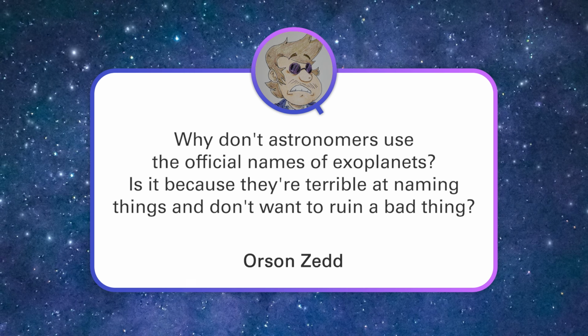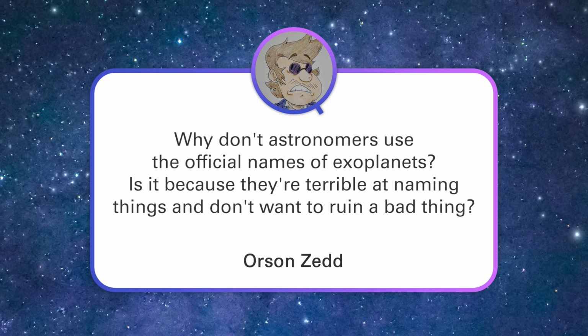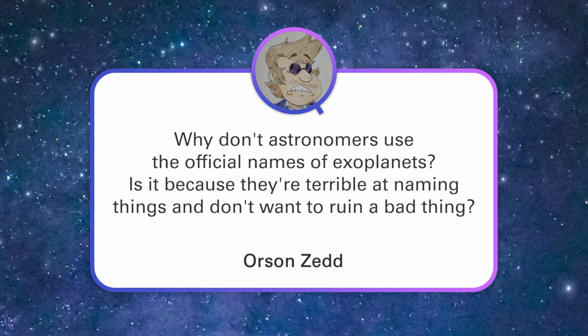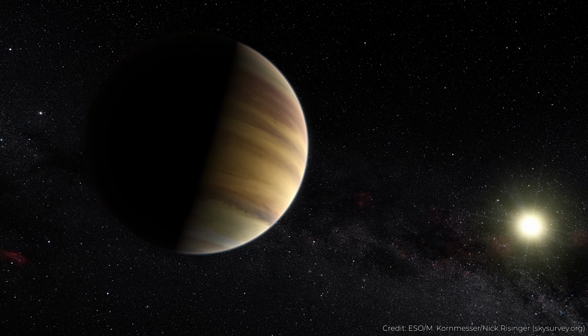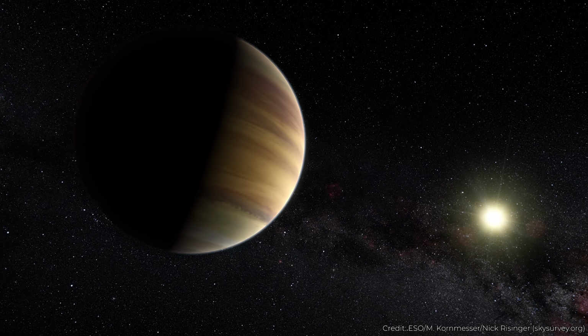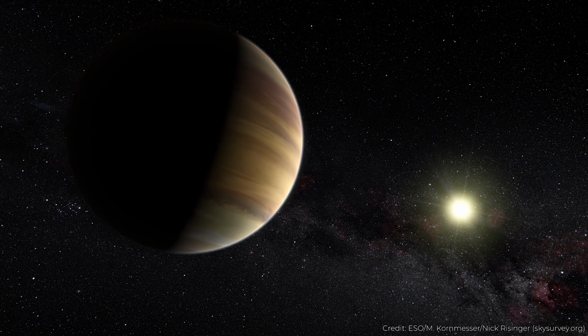Why don't astronomers use the official names of exoplanets? Is it because they're terrible at naming things and don't want to ruin a bad thing? So I don't know the official names of exoplanets, and I'm the kind of person who thinks that things should have really cool names. And yeah, the International Astronomical Union has bent to pressure and given exoplanets proper names. They voted, they've made them official, and the names are cool. They come from mythology, from history, and from science fiction, and they're very cool. And yet they're just not easy to get the list of names, and so I just never think to get the names into my brain.